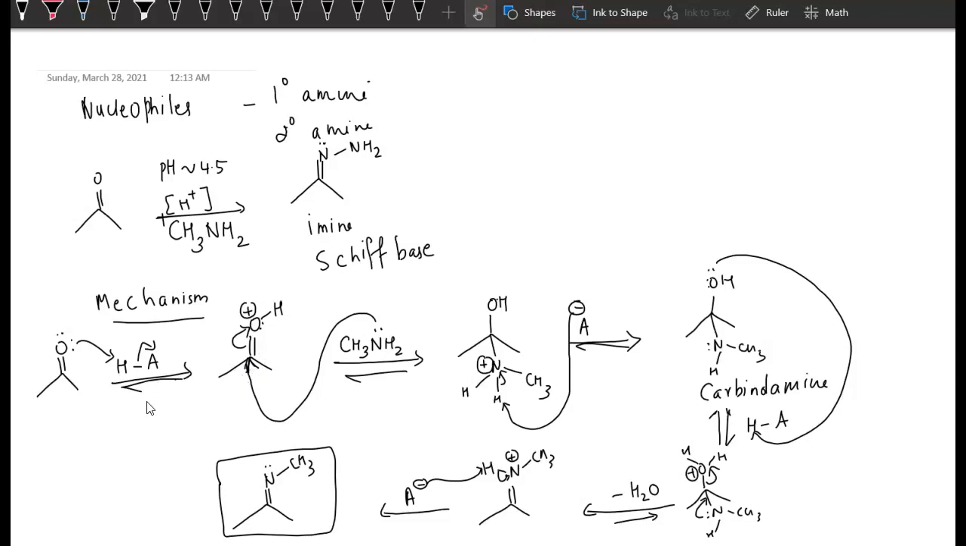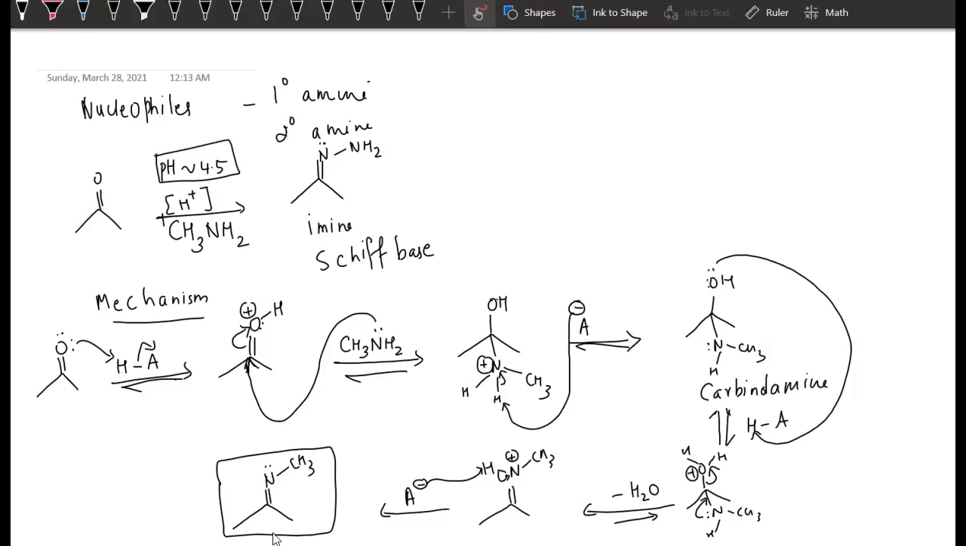Okay, that means if you do not use an acidic medium, if it is a very basic medium, then the carbonyl group cannot be protonated. Also, if the pH is too low, then the amine molecule will be protonated, so that is also a problem. Therefore we need to maintain the pH at around 4.5 for this reaction to occur well.